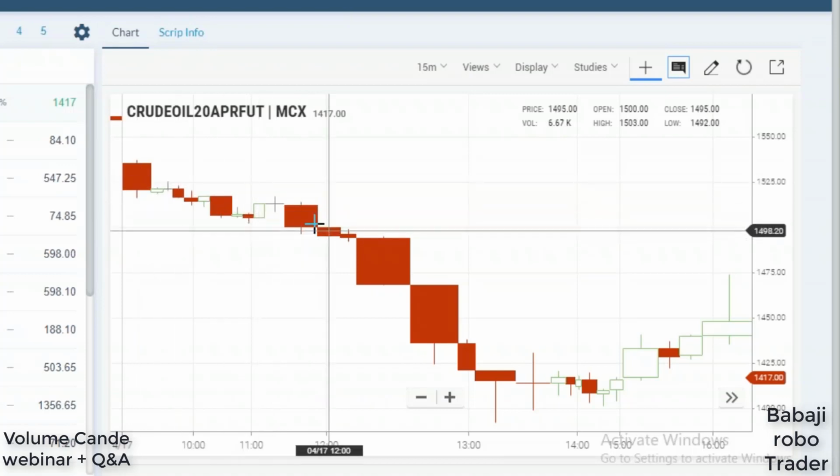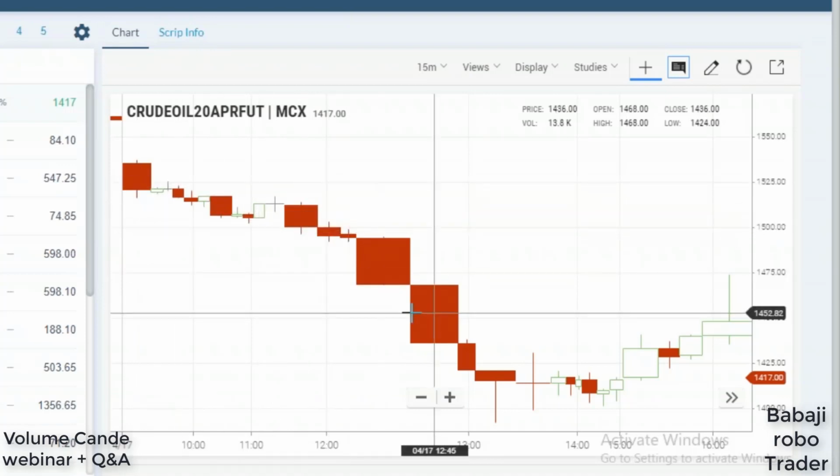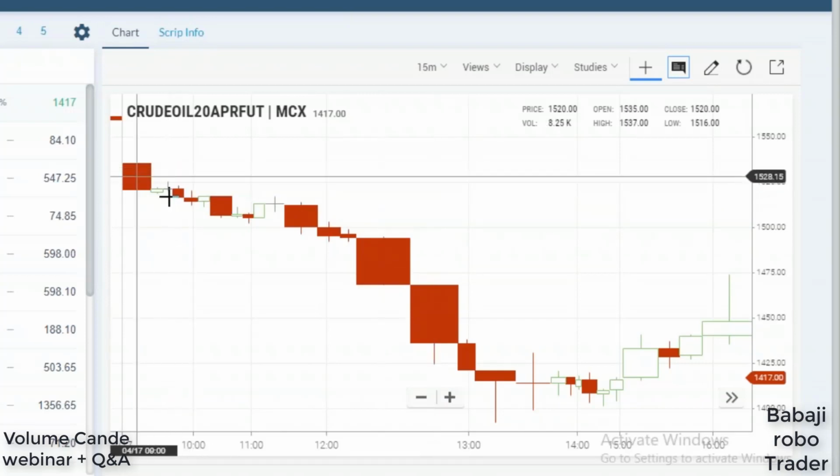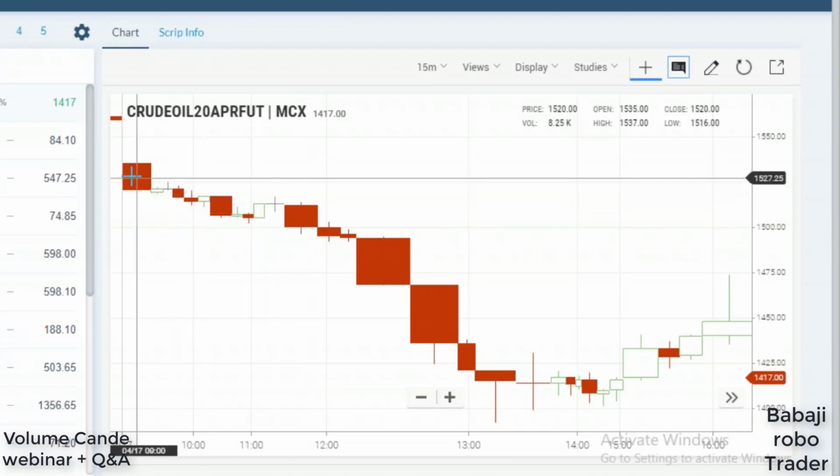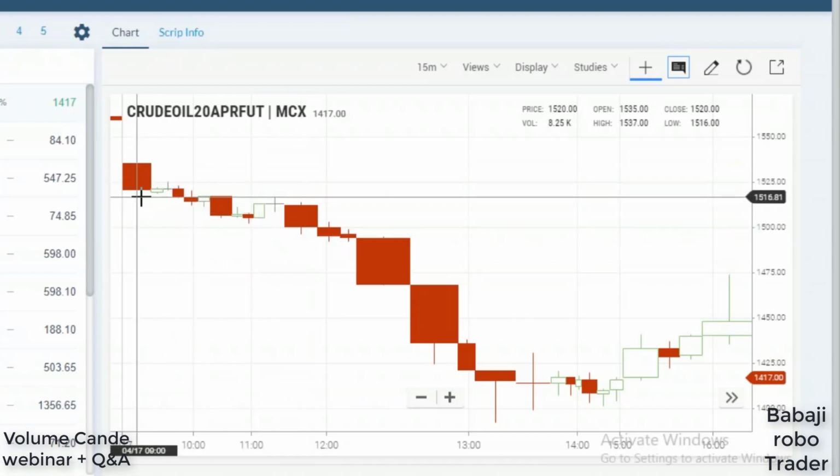We can see 1, 2, 3, 4, 5, 6 times it has given a huge volume on the downside. So from here we can just confirm it. The trend is very bearish. We should not take any buy position. We should take sell positions only at this moment, right? From this moment we can take a sell position.